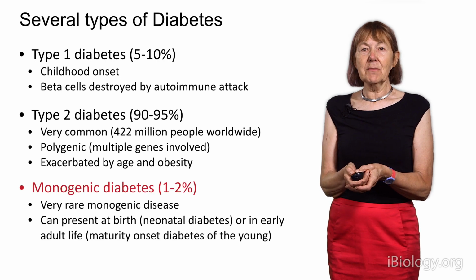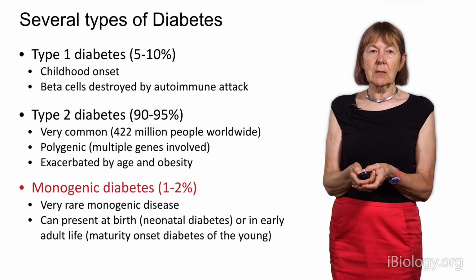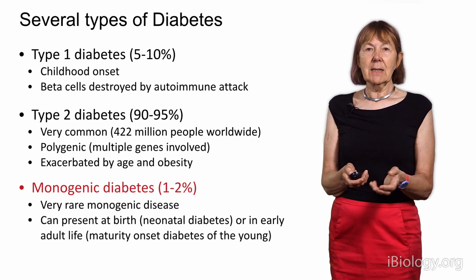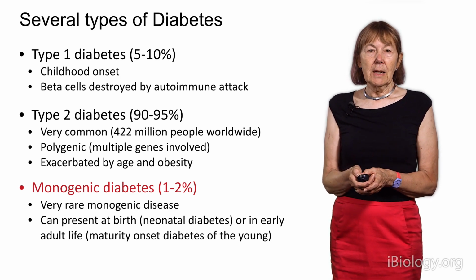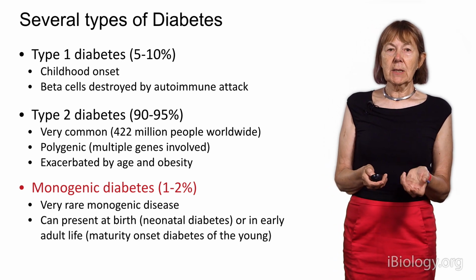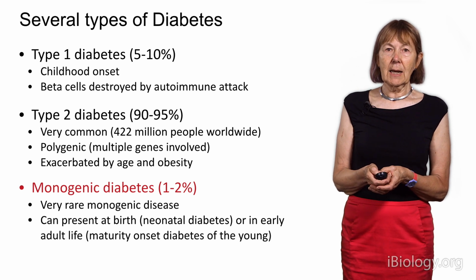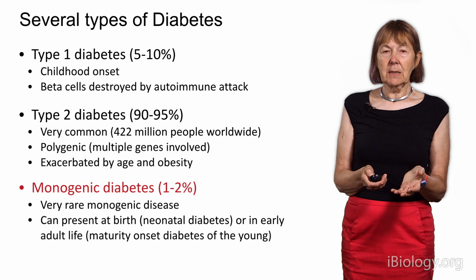And then there are some very rare forms of diabetes known as monogenic diabetes, which are caused by mutations in an individual gene, a single gene. And in many cases, it is known exactly what these genes do. These forms of diabetes are extremely rare, and they present either at birth, in which case they're known as neonatal diabetes, or in early adult life, when they're known as maturity onset diabetes of the young.